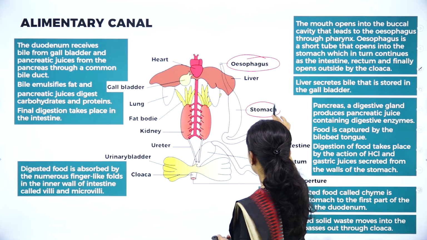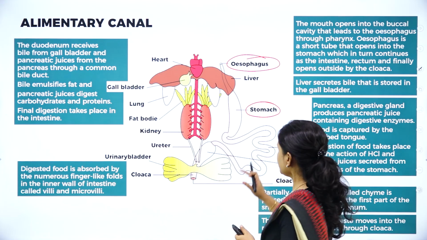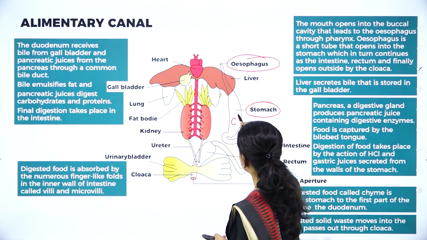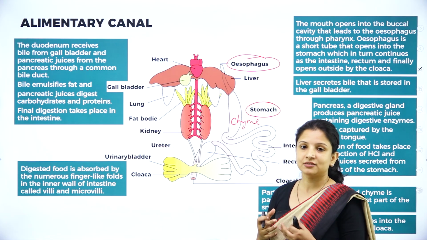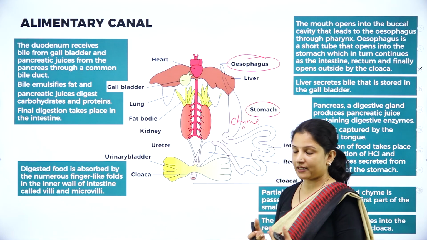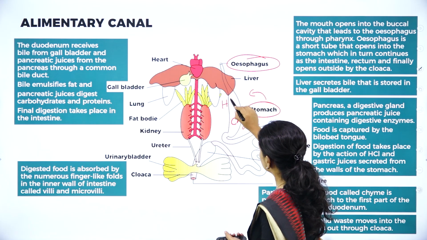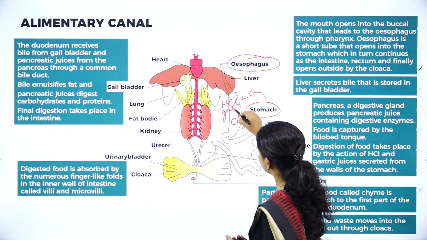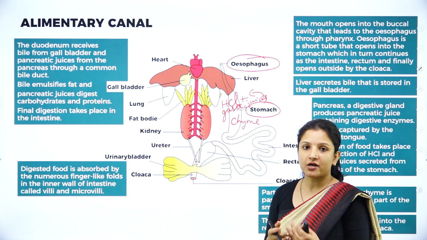Now, what happens in the stomach? In the stomach, the food gets partially digested, and the partially digested food is called chyme. Now, how does this food get partially digested? The stomach releases HCl, and also it releases some gastric juices which help in partial digestion.